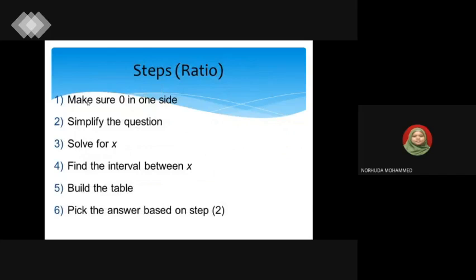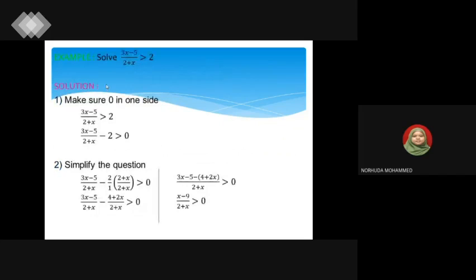Okay, rational. So, make sure 0 is on one side. Simplify, solve for x, find interval, table, and pick the answer. Okay, example: 3x minus 5 over 2 plus x bigger than 2. So, step 1, make sure 0 is on one side. So, we move 2 to the left side.